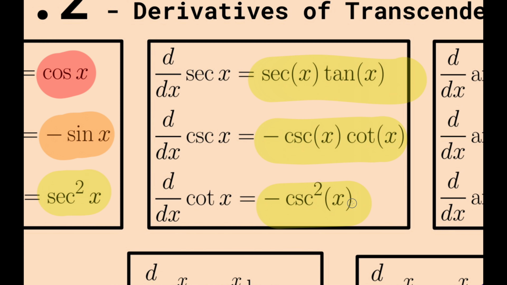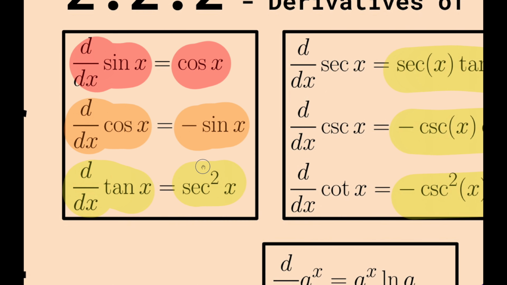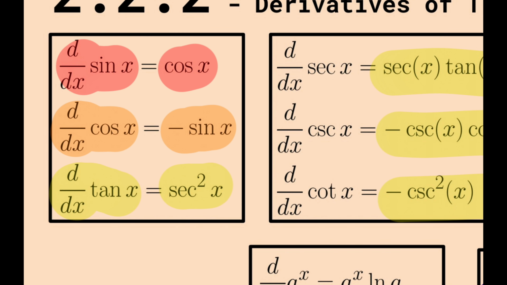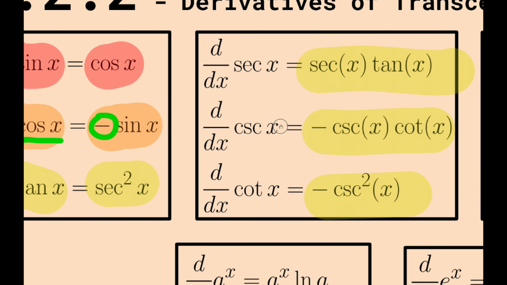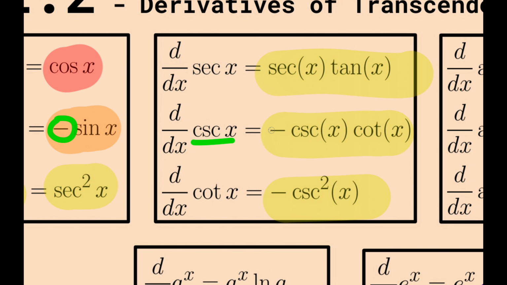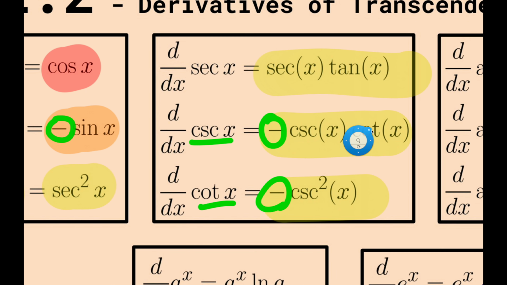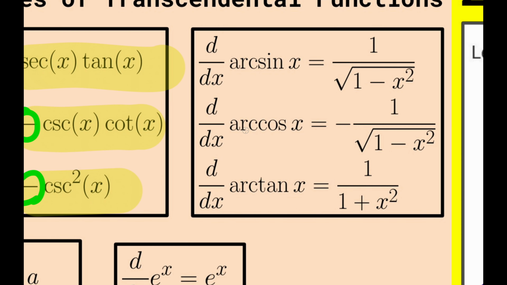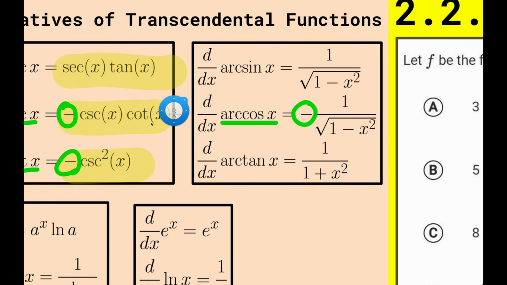One thing I do want you to notice is that any derivative of a function with a co in it is negative. Let's break that down a little further. The derivative of cosine x is negative sine x. The derivative of cosecant is negative cosecant cotangent x. The derivative of cotangent is negative. So there's that negative in each of the co functions whenever it's a derivative. The derivative of arccosine x has a negative in front of it. So that's one thing that helps memorize these a little bit easier, those co functions.